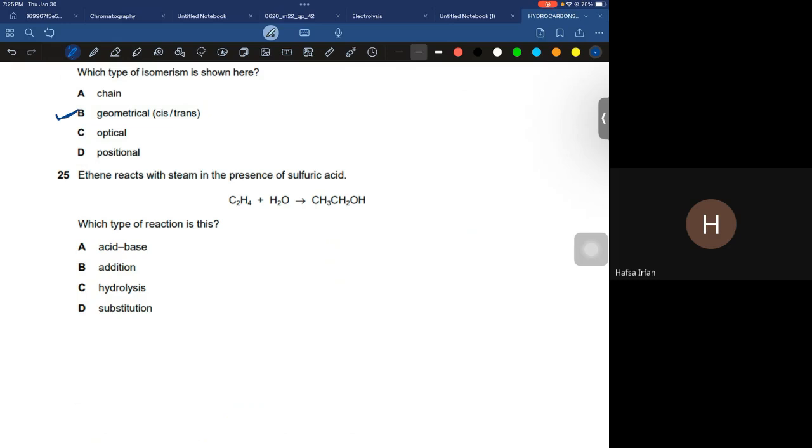Hydrolysis. Okay, hydrolysis. Sir, I think it's an addition reaction because one product is formed. Look, it's not acid base, confirm. It's not hydrolysis, it's not substitution, because one product is formed, not different products. Exactly, only one product is formed, that's the reason.